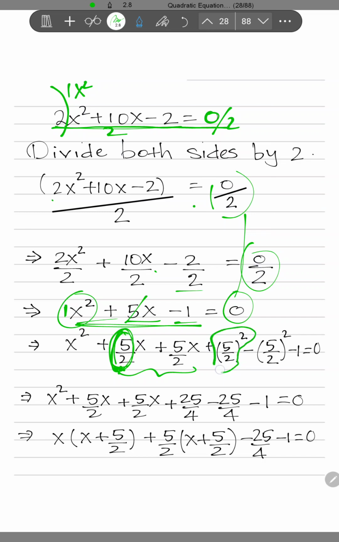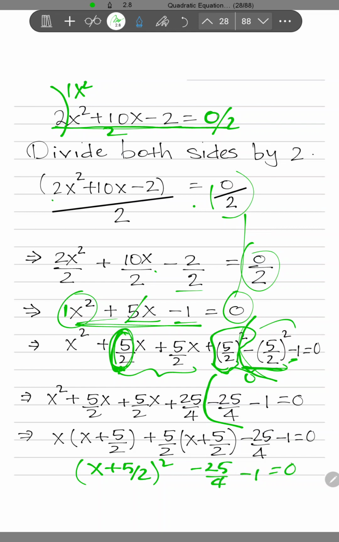I put a square of that number, half of the middle term, squared. I have to deduct that same amount to maintain the balance again. I cannot add extra in this expression other than 0. Then I have a minus 2 here. So this part, I keep it separately. The first part here is x plus 5 over 2, the whole square. The second part is, you can see, minus 25 over 4 minus 1 is equal to 0.